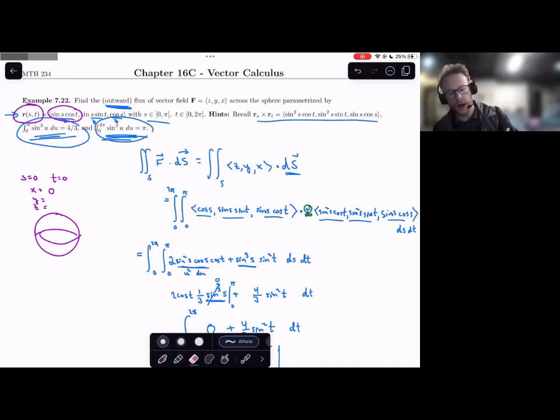Next up, for the y coordinate, if I plug in s equals 0 and t equals 0, well, again, sine of 0 is going to be 0. So it doesn't really matter what else there is. So again, I'm going to have y equals 0. And then finally, if I plug this into my z coordinate, I'm going to have cosine of 0. That's 1. And so I'm going to be at 0, 0, 1.